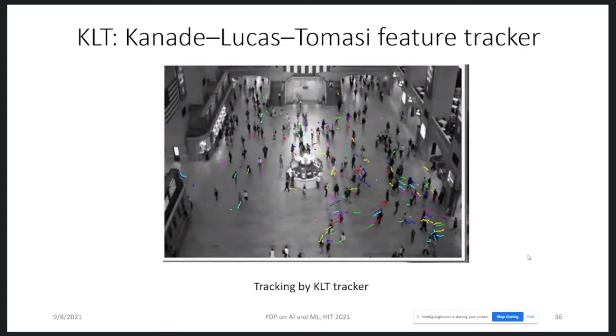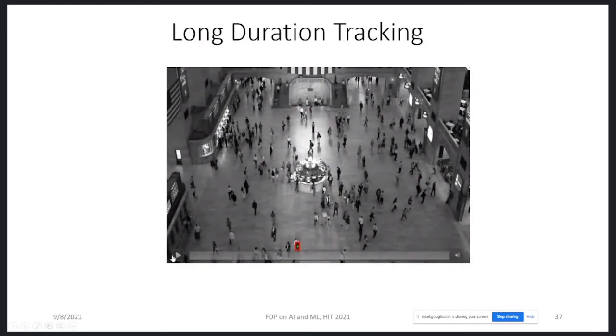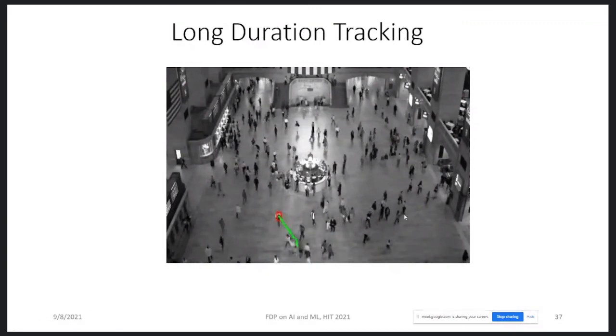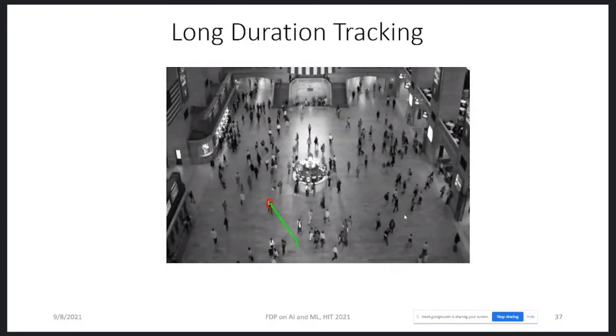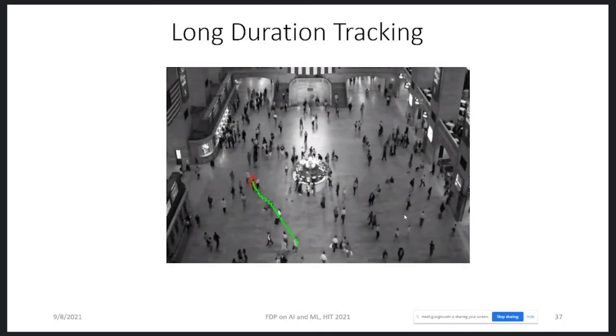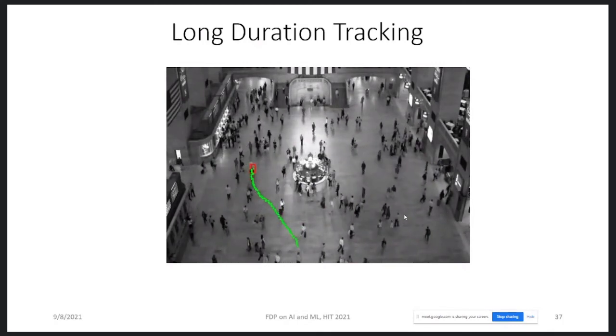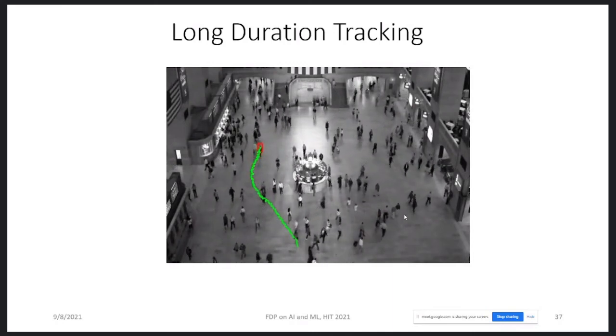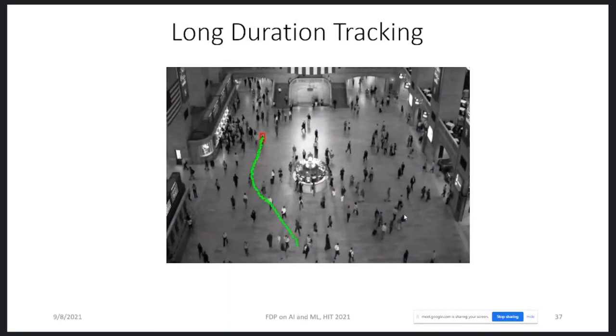So rather, this is the output of the KLT tracker. We would like to see whether the tracking can be done for long duration or not. So this is one of the outputs where you can see that this will be probably more useful for post-processing applications, where you track the person for longer duration, even when the person is going through multiple persons. And this trajectory will be probably more meaningful than the short duration trajectories.